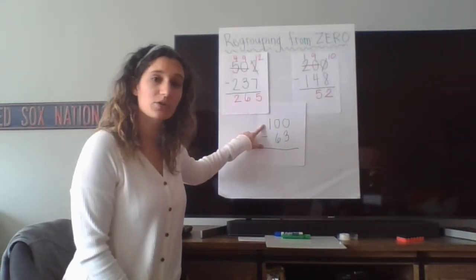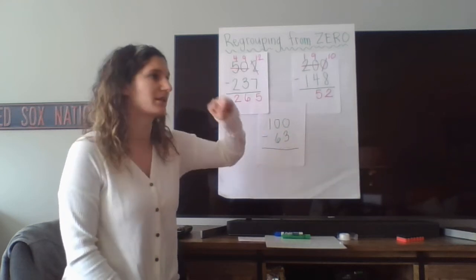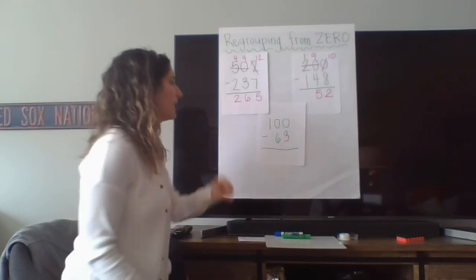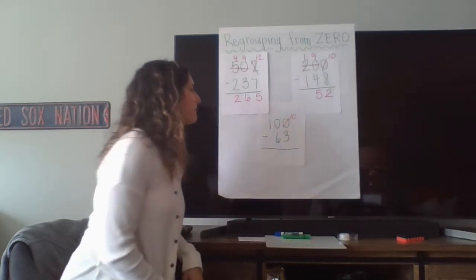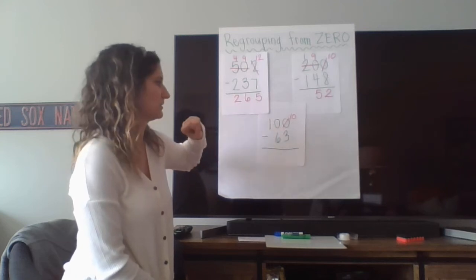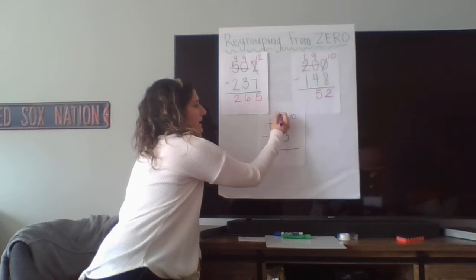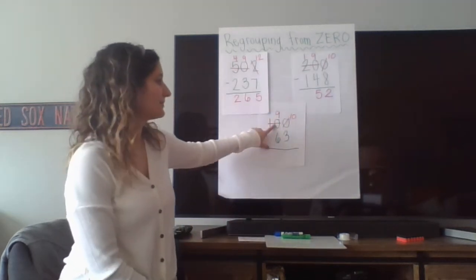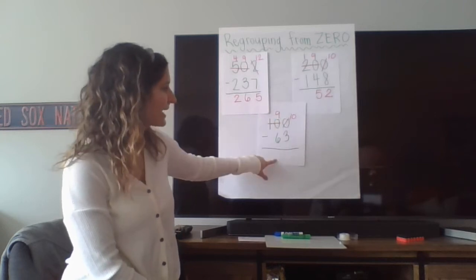So I have 100 minus 63. 0 minus 3. Can't take 3 away. I need to regroup. So I'm going to bring 10 over here. And I have a 10. I have 10 tens is what this is telling me. So I need to make it 1 less and make it 9. I need to make sure that 9 goes in my tens place, in my tens column.